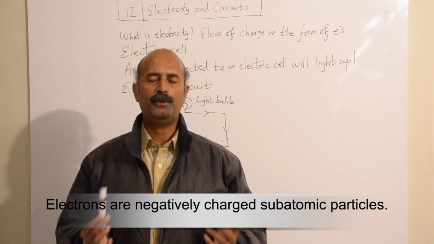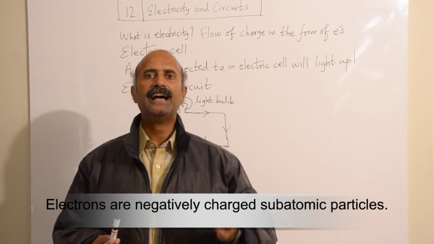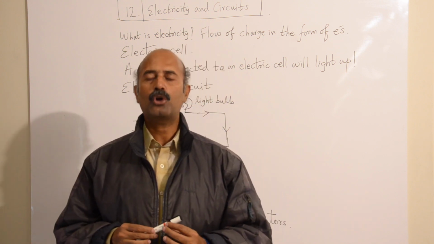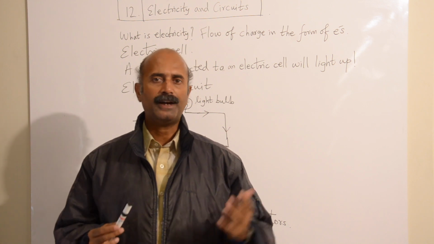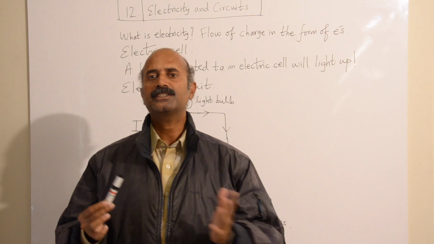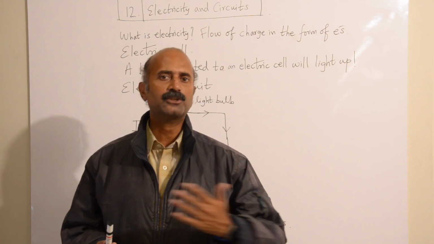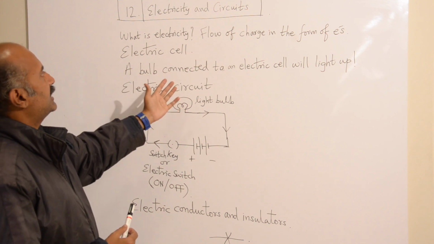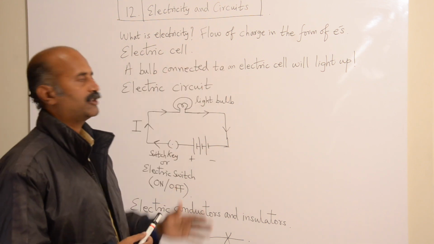They are very small, we cannot see them. However, they have a lot of energy due to their high velocities. So that's why when electrons start flowing, electric current starts getting generated, and that's why we call it the flow of electricity. So what is electricity? Electricity is nothing but flow of charge in the form of electrons.